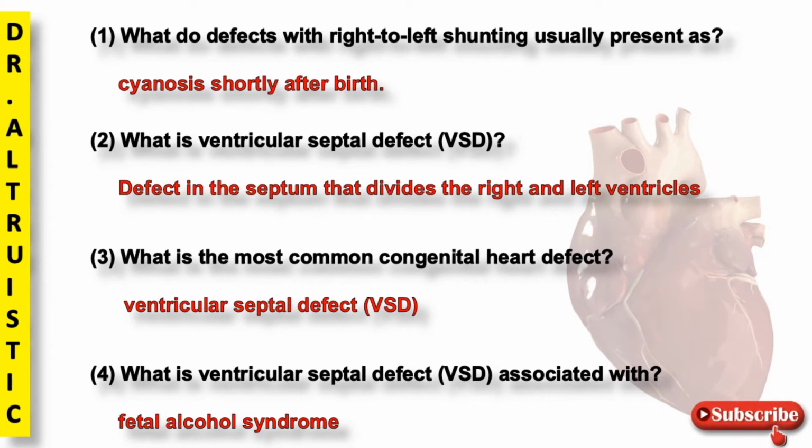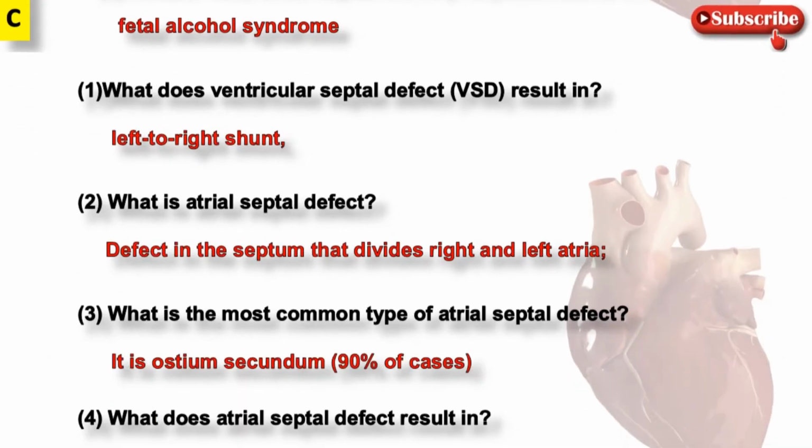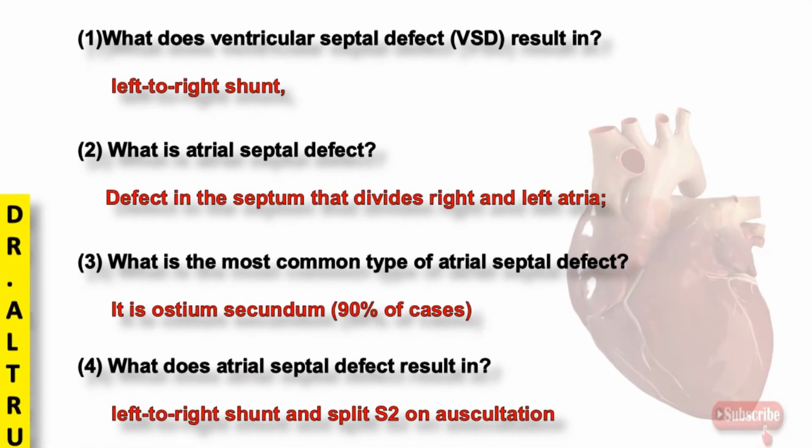1. What do defects with right to left shunting usually present as? Cyanosis shortly after birth. 2. What is ventricular septal defect, VSD? Defect in the septum that divides the right and left ventricles. 3. What is the most common congenital heart defect? Ventricular septal defect, VSD. 4. What is VSD associated with? Fetal alcohol syndrome.